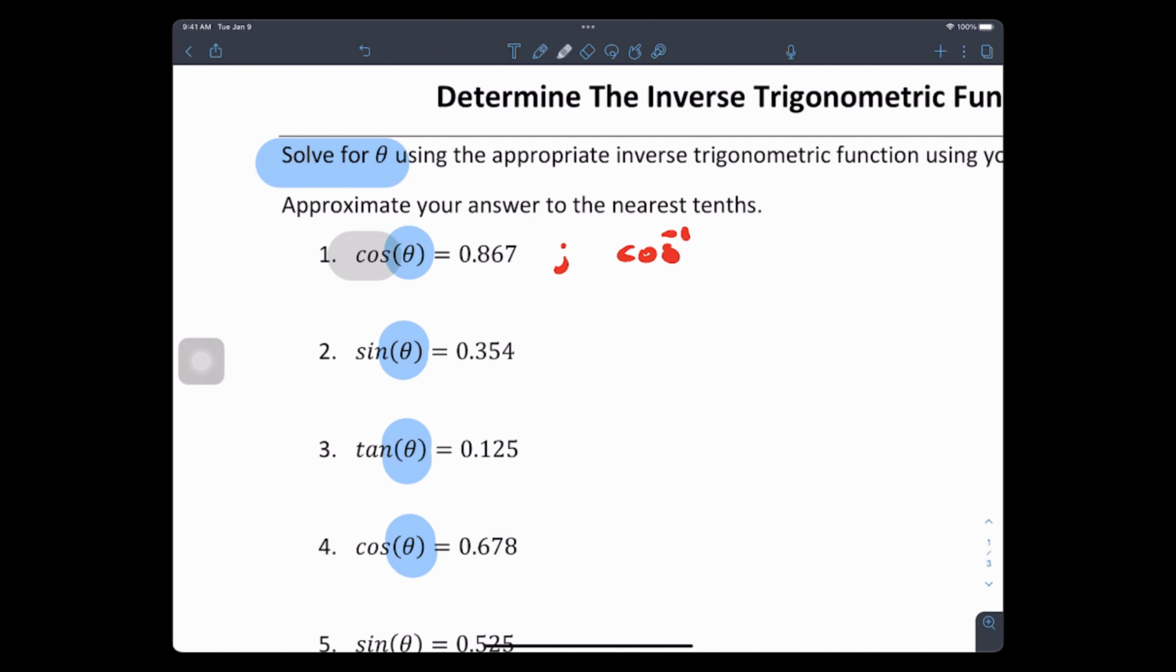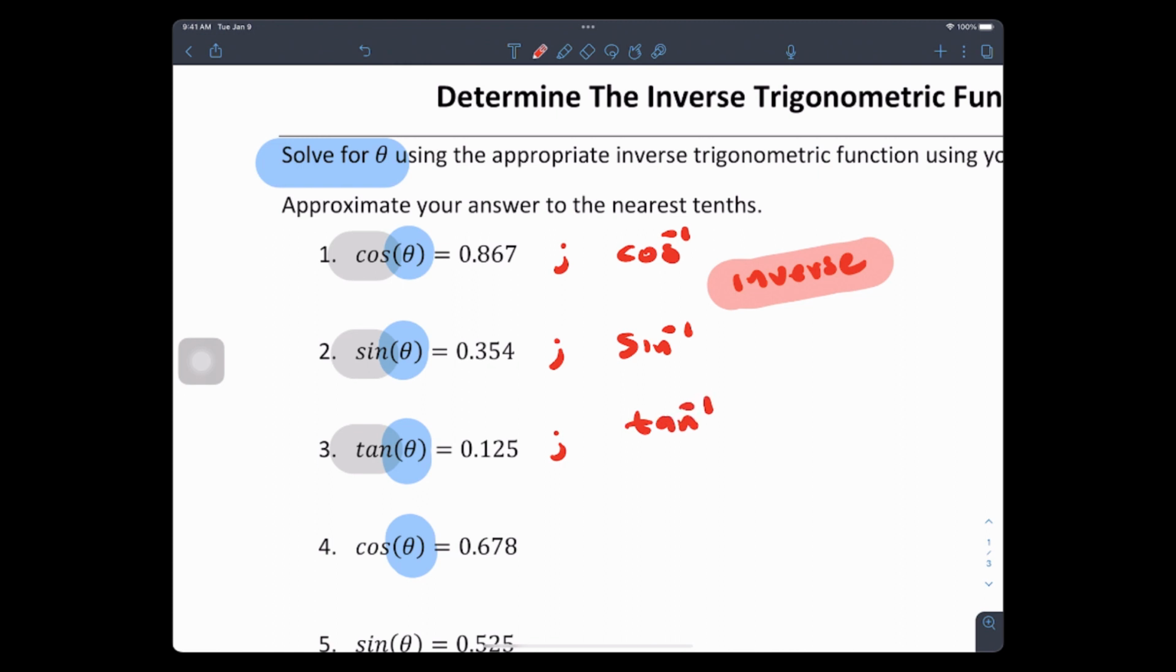And then similarly, you have sine. What do you think you're going to use here? How do we get theta if it's sine of theta? This is function notation. So how do you guys think we get theta? Inverse sine. Remember, these are inverse functions. They're not reciprocal. So these are some inverse function keys on that calculator. And if it's tangent, you use the inverse tangent key. These are not reciprocal, so it's not using cosecant, secant, cotangent. These are inverse function notation.